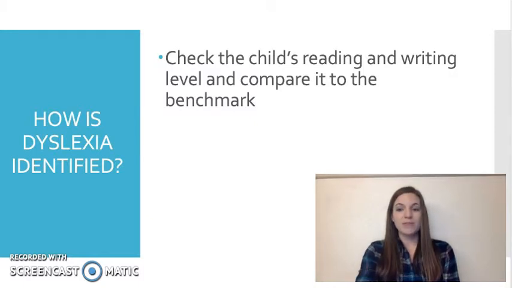The first step to identifying if a child has dyslexia is to check if the child is reaching the benchmark level for reading and writing. If not, extra and individual instruction should be implemented immediately. If the child does not progress at the desired rate, a learning disability such as dyslexia may be the underlying cause. The next step would then be to give the child a comprehensive evaluation.